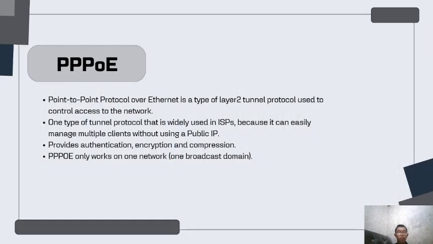And next is PPPoE. In the PPPoE, I will explain and practice about it. PPPoE is point-to-point protocol over Ethernet, a type of layer 2 tunnel protocol used to control access to the network. This type of tunnel protocol is widely used in ISPs because it can easily manage multiple clients without using a public IP, and it provides authentication, encryption, and compression. And PPPoE only works on one network, one broadcast domain.